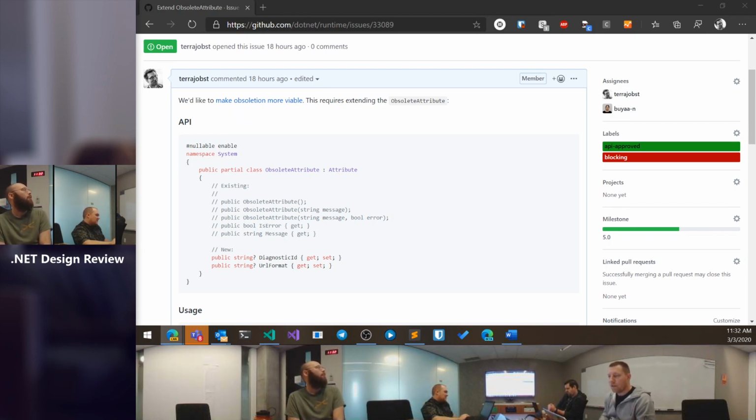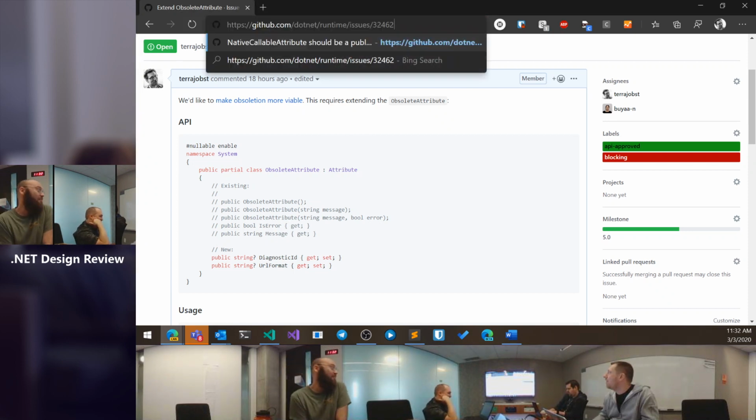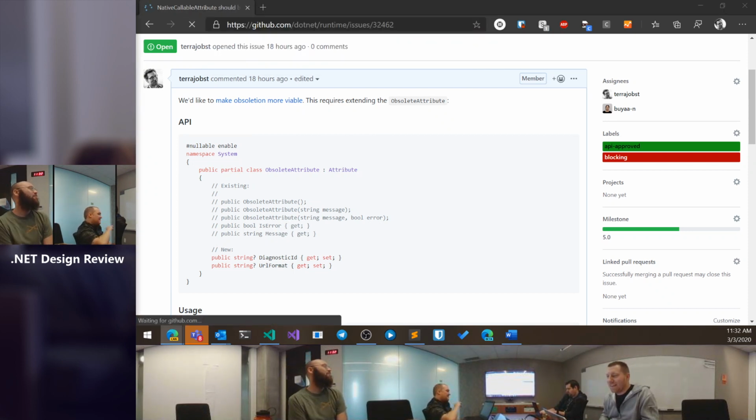All right. So now let's look at your two issues, which I thankfully have. Yes. I would look at the attribute first. I think that's going to be much less contentious. There's nothing contentious here. Does it include a diagnostic ID in the URL format? No, it does not, but we could add one if you want.